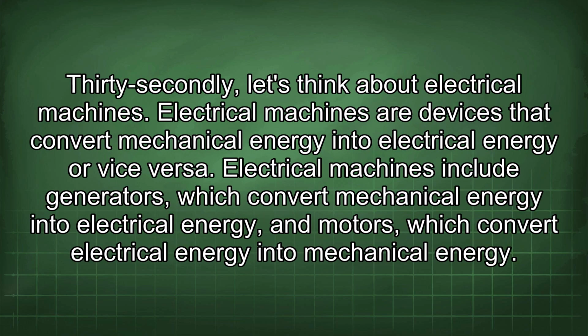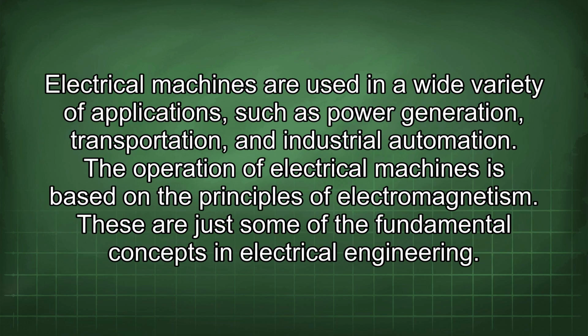Secondly, let's think about electrical machines. Electrical machines are devices that convert mechanical energy into electrical energy or vice versa. The electrical machines include generators, which convert mechanical energy into electrical energy, and motors, which convert electrical energy into mechanical energy. Electrical machines are used in a wide variety of applications, such as power generation, transportation, and industrial automation. The operation of electrical machines is based on the principles of electromagnetism.